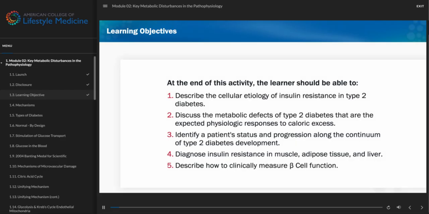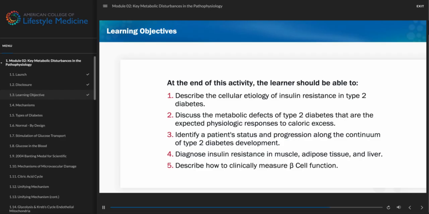So here are our learning objectives for this module. Number 1, delineate the cellular etiology of insulin resistance in type 2 diabetes. Number 2, recognize that the metabolic defects of type 2 diabetes are the expected physiologic response to caloric excess. Number 3, identify where a patient stands in the natural history of type 2 diabetes. Number 4, be able to recognize and clinically identify insulin resistance in muscle, adipose tissue, and liver. And number 5, explain how to clinically measure beta cell function.